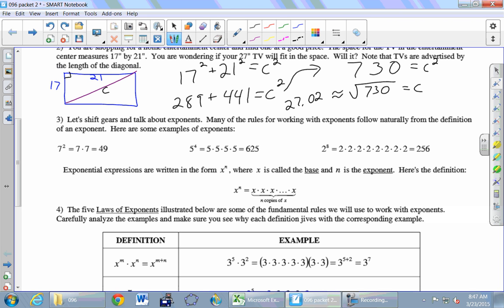Okay, so 7 squared we know is 49, but why? It's because 7 times 7 is 49. How do I know I should have 2 7s there? Because that's what the exponent is, right? It's just telling you how many 7s there are supposed to be. 5 to the 4th is really 4 copies of the number 5 all multiplied together.